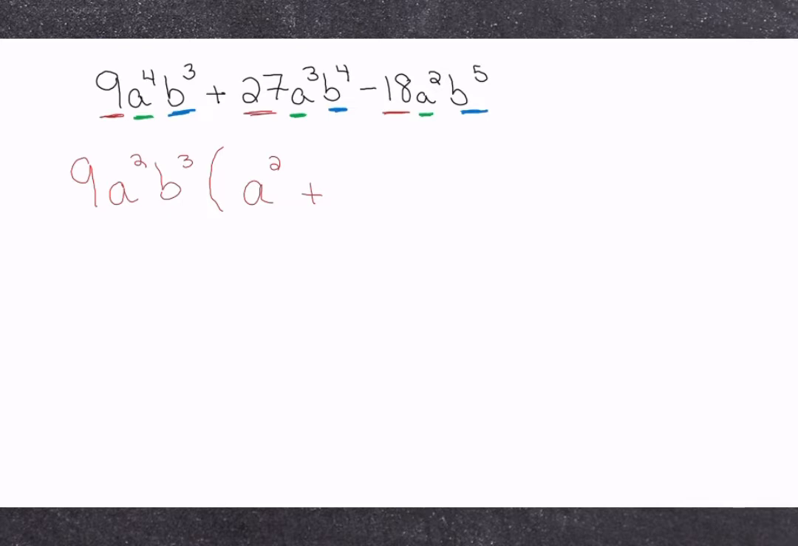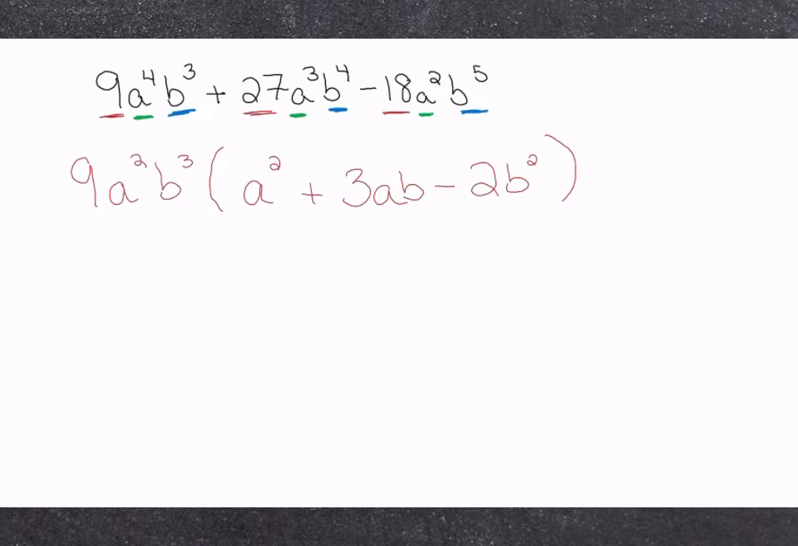Let's go to the next term. 27 divided by 9 is 3. Then I have a to the third, but I took 2 a's out, so I have 1 a left. I have b to the fourth, but I took 3 b's out, so I have 1 b left. Now I go to the next term. I put a subtraction sign. 18 divided by 9 is 2. Then I have a squared, but I took 2 a's out, so that's done. I have b to the fifth, but I took 3 b's out. How many b's do I have left? 2. So this would be your statement.